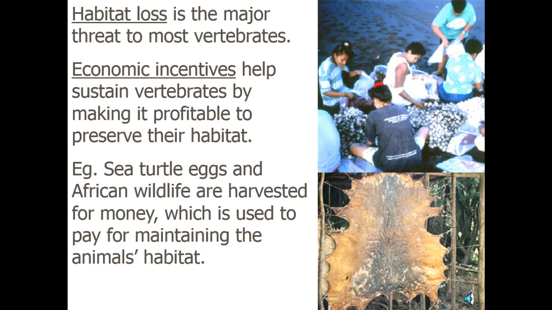Well, vertebrates are disappearing, and habitat loss is the main reason. Okay, we're humans, we're just taking over the world. And so one of the ways we can protect wildlife is through economic incentives. And so we try to sustain vertebrates by making it profitable to preserve their habitat. For example, sea turtles, we can harvest sea turtle eggs. And I worked in a community in Costa Rica, and so they used to just kill the sea turtles for food. Now they harvest the eggs, and they leave some eggs there.